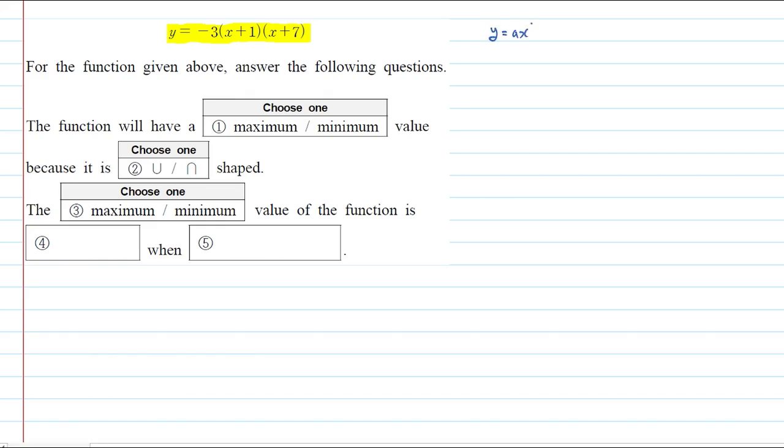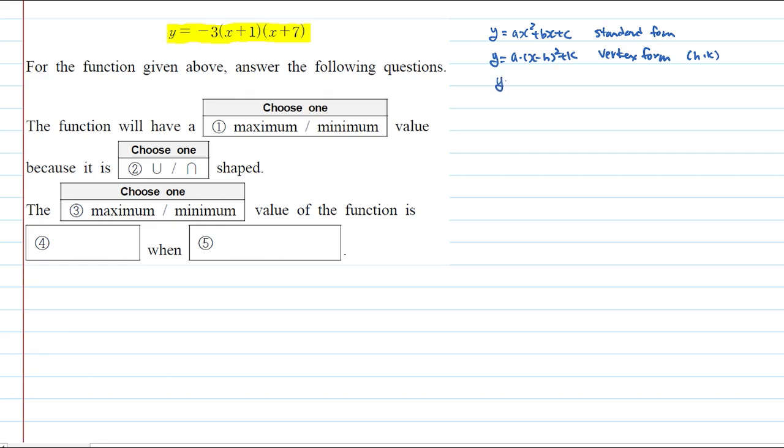That's called ax squared plus bx plus c. This is called the standard form. Now the second one is y is a times x minus h squared plus k. This is called the vertex form. Your vertex will be h comma k.